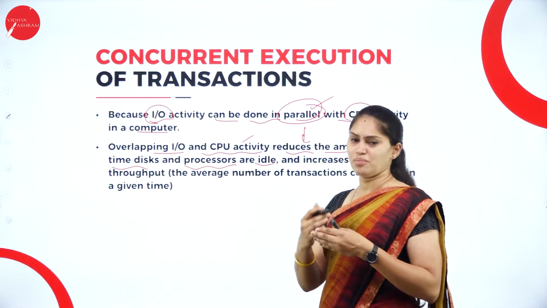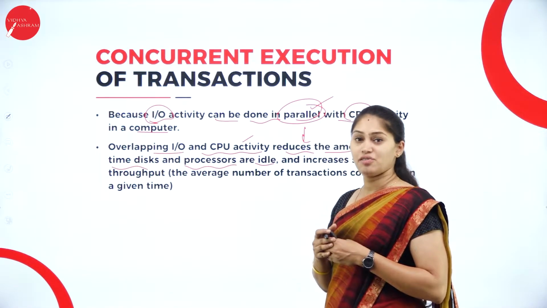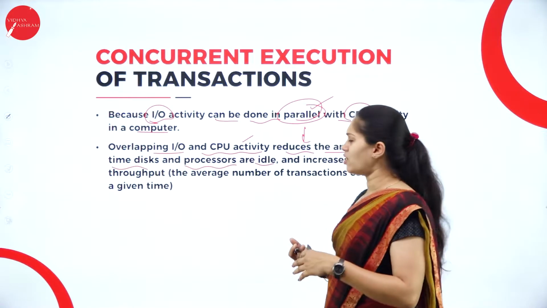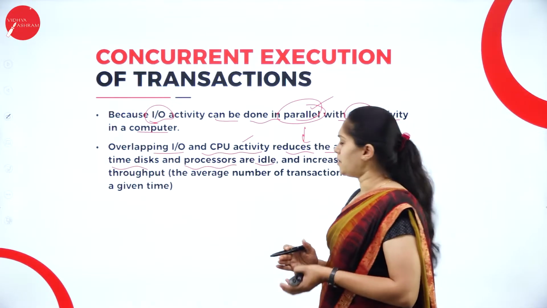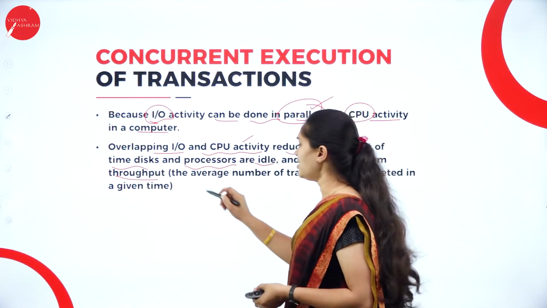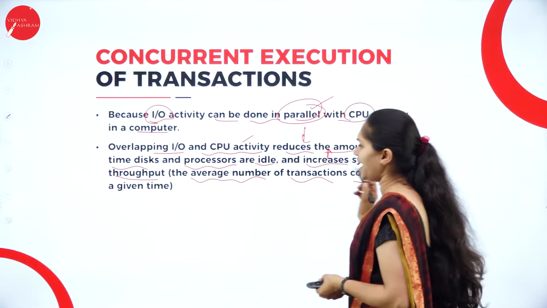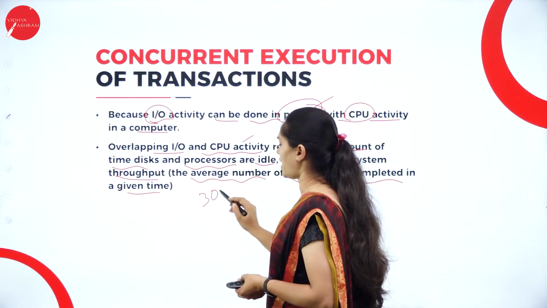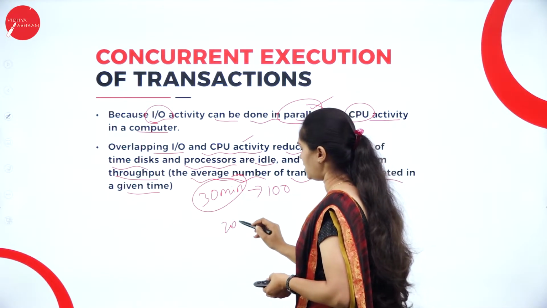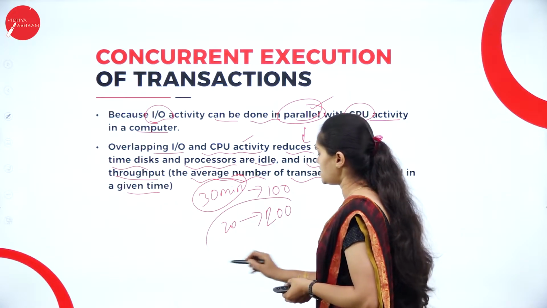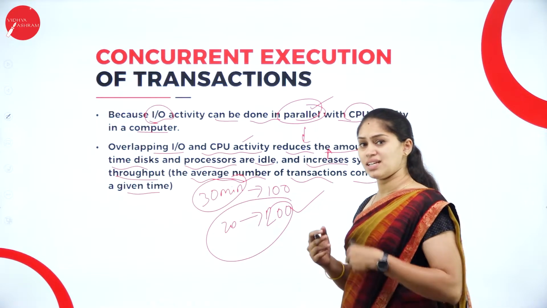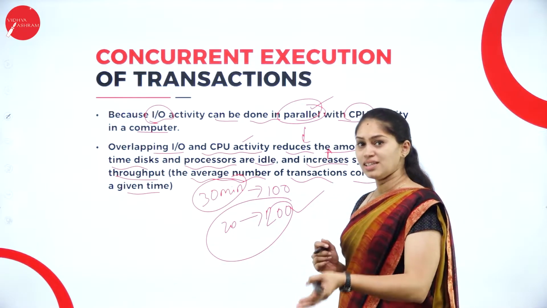If it takes time for input and output, and more time for the resource to be processed, that is all time consuming. In order to reduce all those things, it is necessary to have it in parallel, and it is going to increase the system throughput. What do you mean by throughput here? The average number of transactions completed in a given time. So what is the number of transactions that have been completed in 30 minutes? If it is 100 in 20 minutes, and 200 in another case, then the latter will be more efficient. That means when the number of transactions executing in a particular time is more, the throughput will be high.